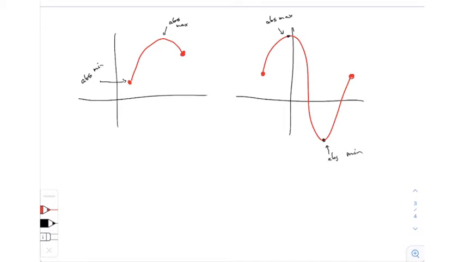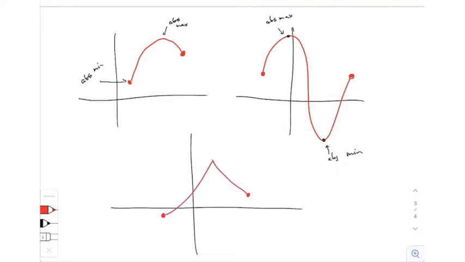Or maybe something like, here's something quite strange, could be maybe a function that has like a pointy point in it, like that. All right. In this case, the pointy point is actually the absolute maximum. And the minimum, I guess, would be this point on the left.